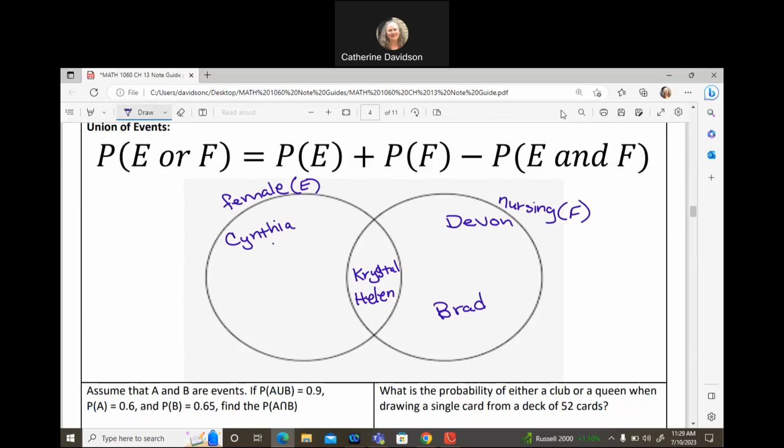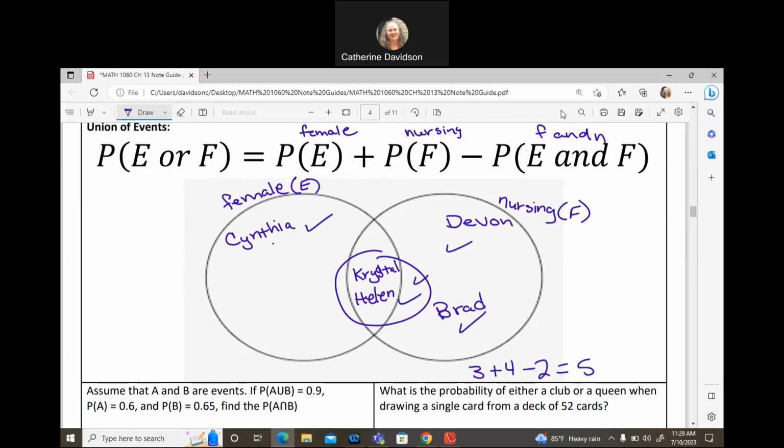So we're going to add the female students plus the nursing students. We said there were 3 female, plus 4 nursing. And we're going to subtract out the students that are female and nursing. So there's an overlap right here. So that gives me 5. So I count up the students. There are 5 students, so it comes out correctly. So with the unions, we need to subtract out the overlap, is what we're doing.